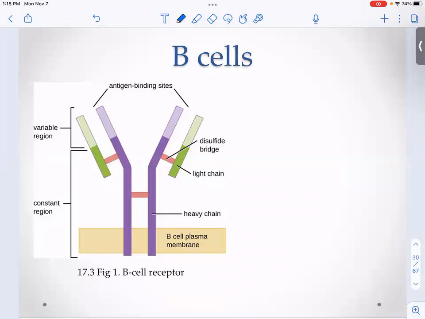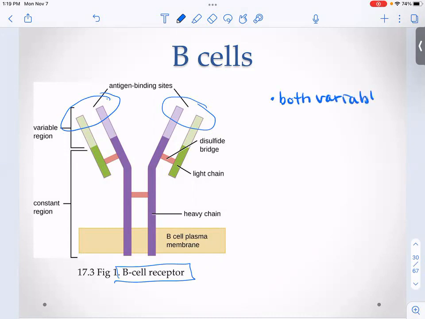So we end up with hopefully a repertoire of B cells with B cell receptors that don't recognize self-antigen. And if you look at the structure of the B cell receptor, it should look familiar because that's exactly what an antibody looks like, with the 2 heavy chains, 2 light chains. The antigen binding site here is on the outside, at the very ends. Like with the antibody, both variable regions are going to recognize the same antigen.